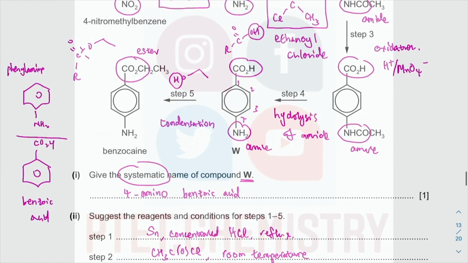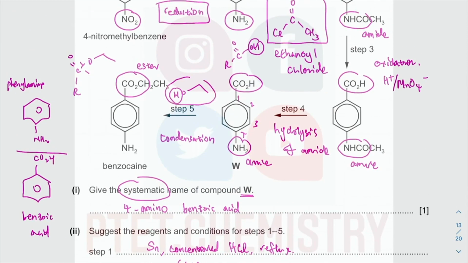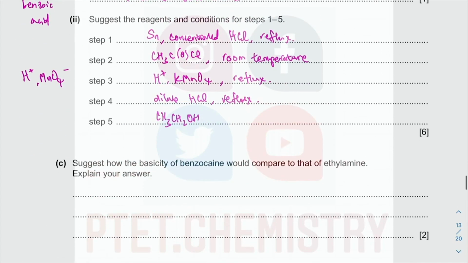Step 5 is condensation again. So I need the ethanol. I need CH3CH2OH, because that is the alcohol that will be required to give me the CH3CH2O substituent there. And I need a little bit of concentrated sulfuric acid as your catalyst, so only a small amount. So better make sure that you write it as a catalyst, otherwise it will be implied it's a reagent, and we need to reflux it.